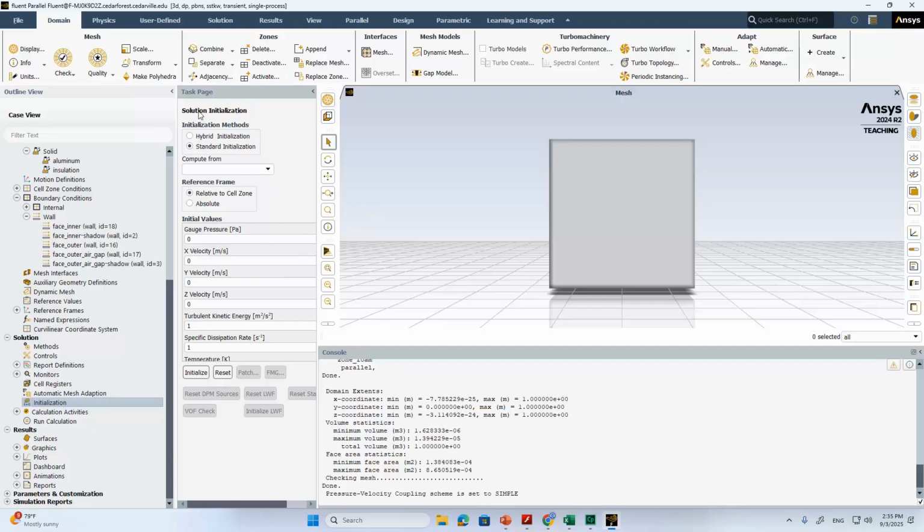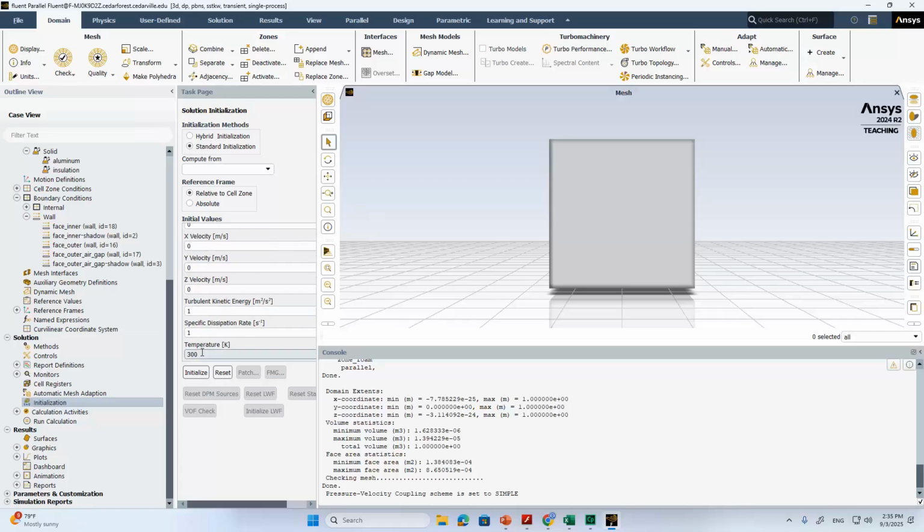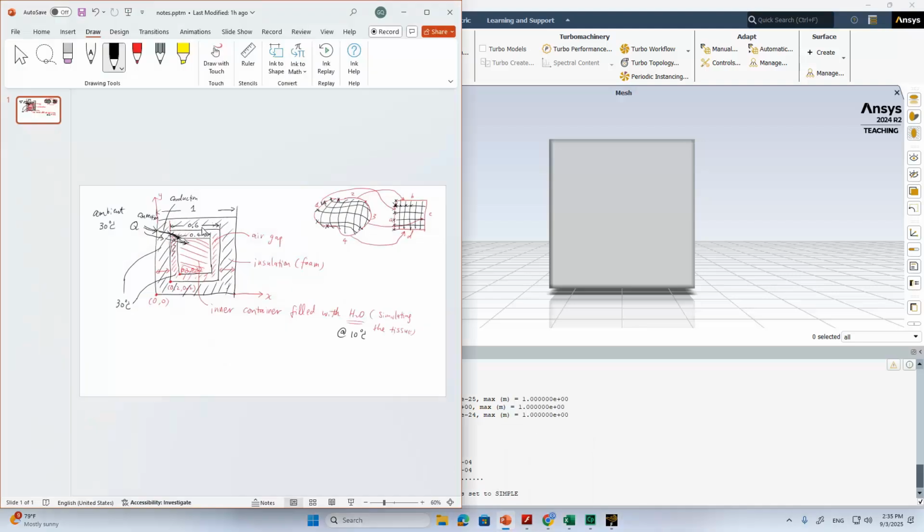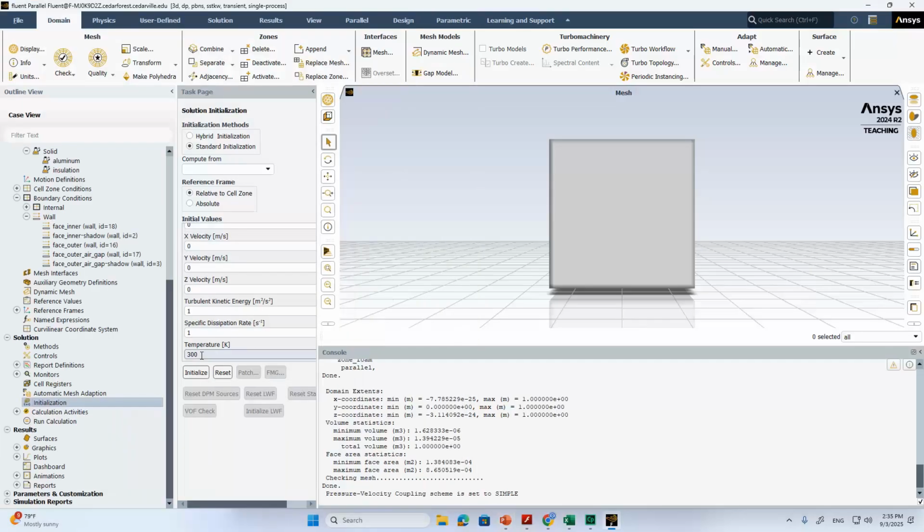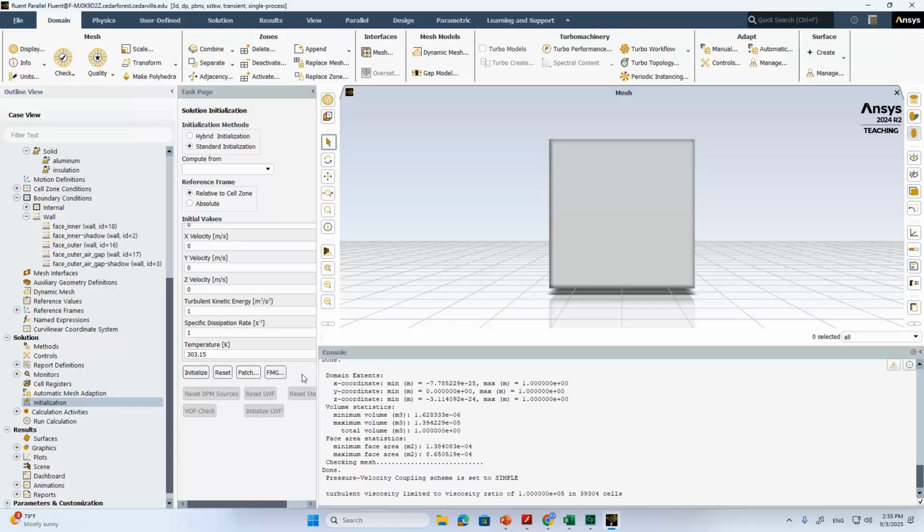So initialize those parameters like pressure, velocity, those stuff, temperature especially. As I said, most temperature values in this system are at 30 degrees, so I'm going to use 30 degrees, which is 303.15 Kelvin, to initialize all the temperature parameters.